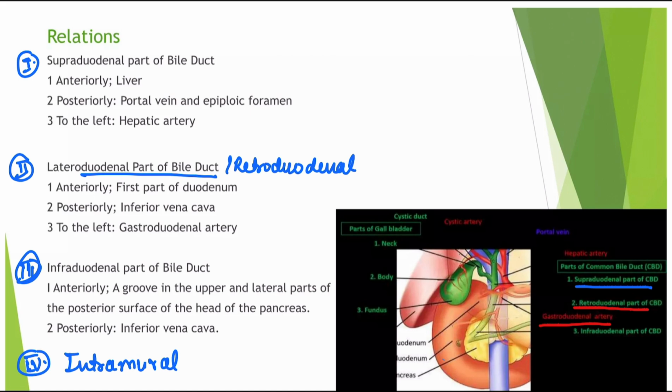Now come to the inferior part, that is the infraduodenal part, which lies behind the pancreas, near the head of the pancreas, and has a posterior relation to the IVC. And then this part goes to the intramural part.